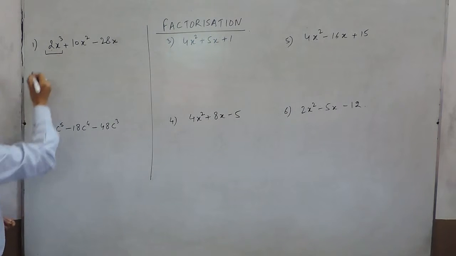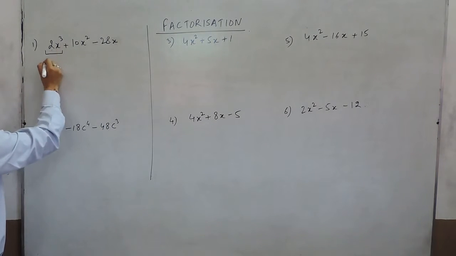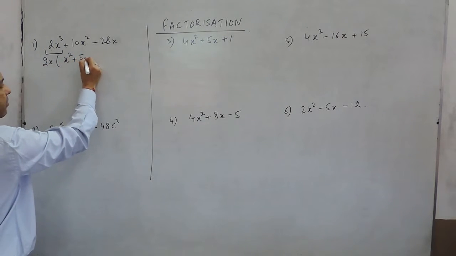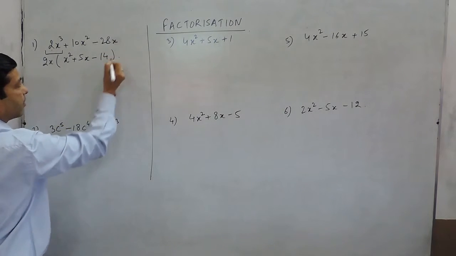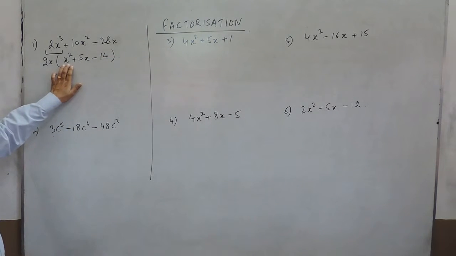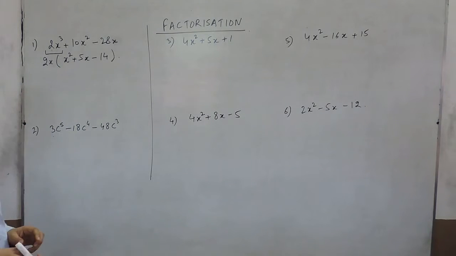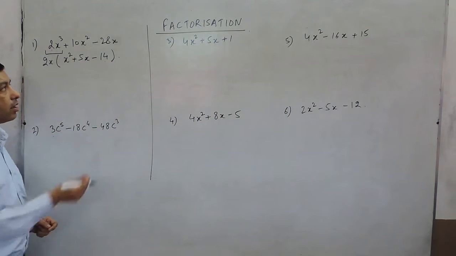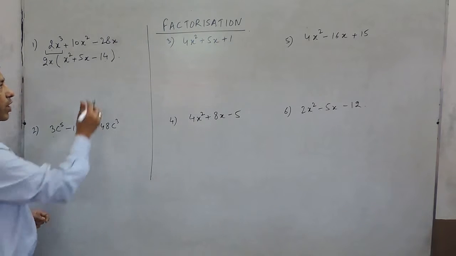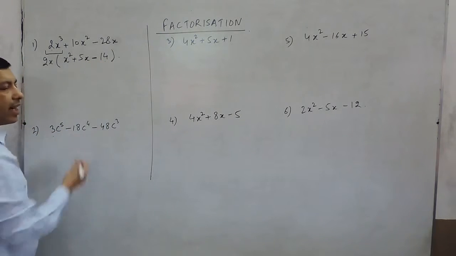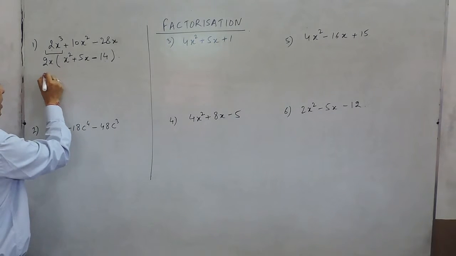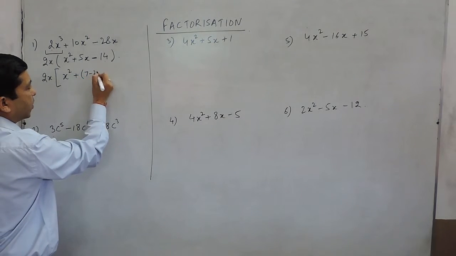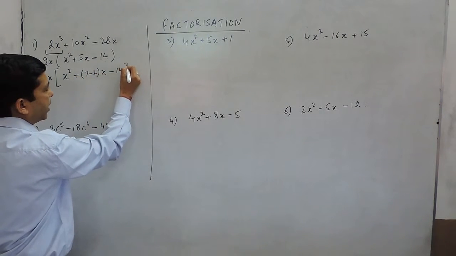Either the coefficient can be taken as common, like in this question we can take 2x as the common term. It becomes x square plus 5x minus 14. And as the coefficient of x square has become 1, now we can solve this according to the method which we have already solved in the last class. Here the multiplication of two terms should be minus 14. Because it is a negative sign, then definitely the difference should be 5. So it can be written as 2x into x square plus 7 minus 2 into x minus 14.